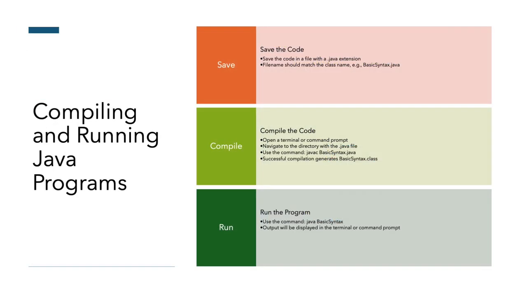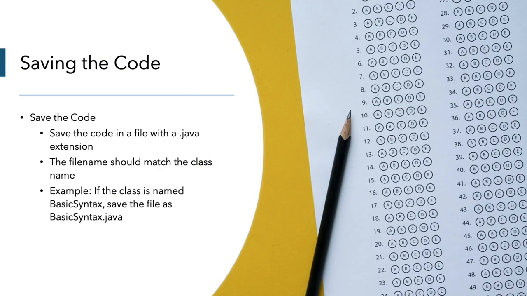To compile and run a Java program, save the code with a .java extension, compile it using javac, and run it with the java command. The output will then appear in the terminal. To save your Java code, ensure the file has a .java extension and the file name matches the class name. For instance, if your class is BasicSyntax, you should save it in a file BasicSyntax.java. Please note that this is case sensitive, particularly on Linux machines. You'll want to make sure that you have the case-sensitive name with the capital B and the capital S.